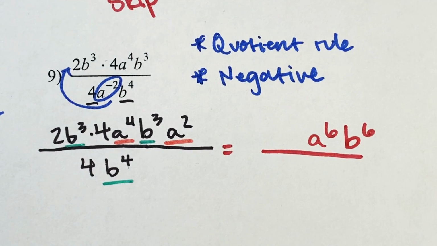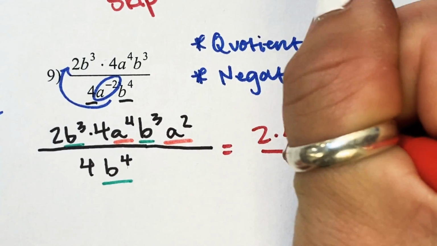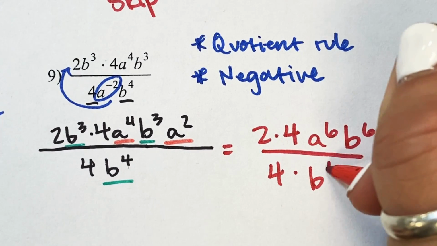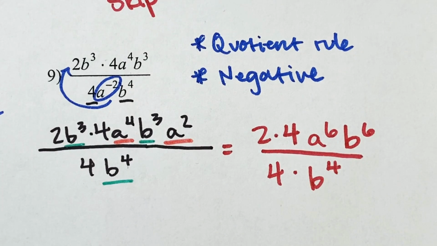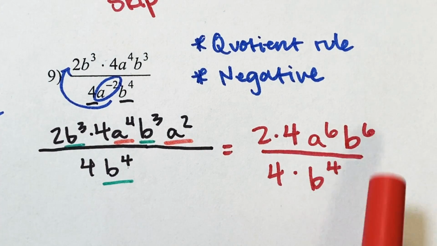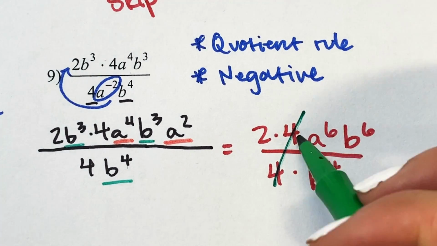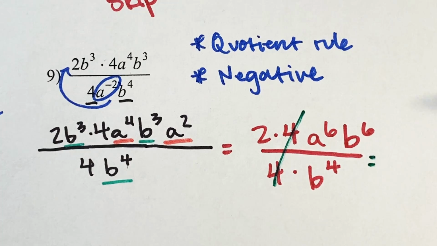Okay, now I'm just gonna keep 2 times 4, and then on bottom we have 4 times b to the 4th. Okay, so I'm not even going to worry about multiplying those yet. Before I move on, do you see anything that's the same on top and bottom? Great job. That 4 over 4, that's the same thing on top and bottom.